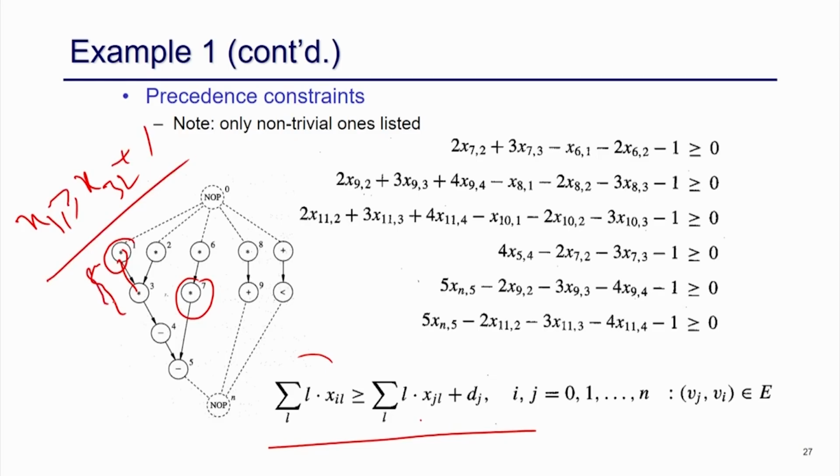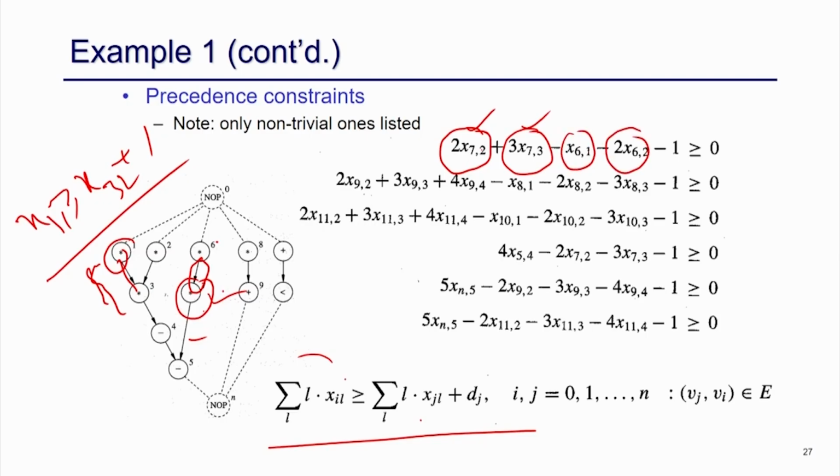Now, take another edge, say this edge V6 to V7. What are the possibilities for V7? Sorry, V7 can be scheduled in 2 or 3. So, 2 into x 7 2 or 3 into x 7 3 gives the start time of operation 7; it will start either in time step 2 or time step 3. For 6, it can start either here or here, because there is a mobility of 1. So, 1 into x 6 1 and 2 into x 6 2.